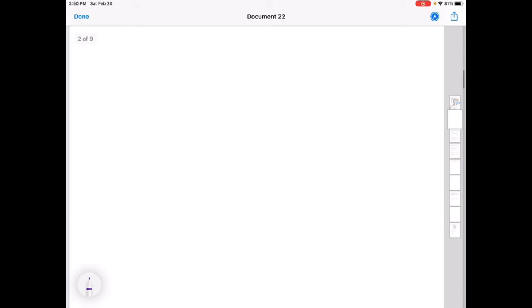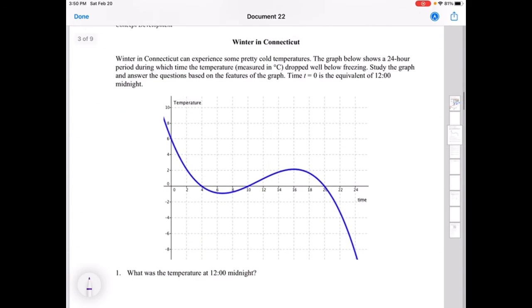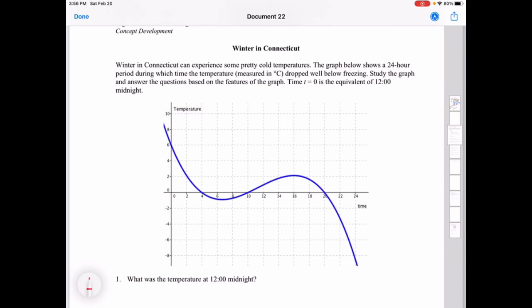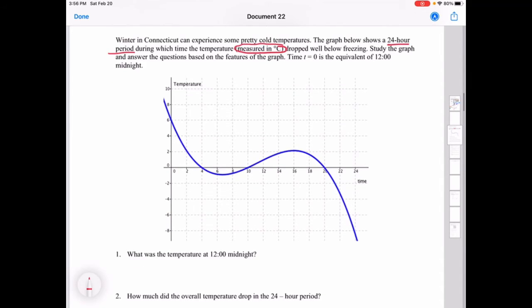So now we're going to kind of move on to another type of graph, and we're going to answer a bunch of questions that relate to it. And some pretty cold temperatures, that is true. The graph below shows a 24-hour period during which the temperature measured in Celsius, that's important, dropped well below freezing. Study the graph and answer the questions, and it says time t equals 0 is equivalent of 12 midnight. So they're telling you right here, this is midnight.